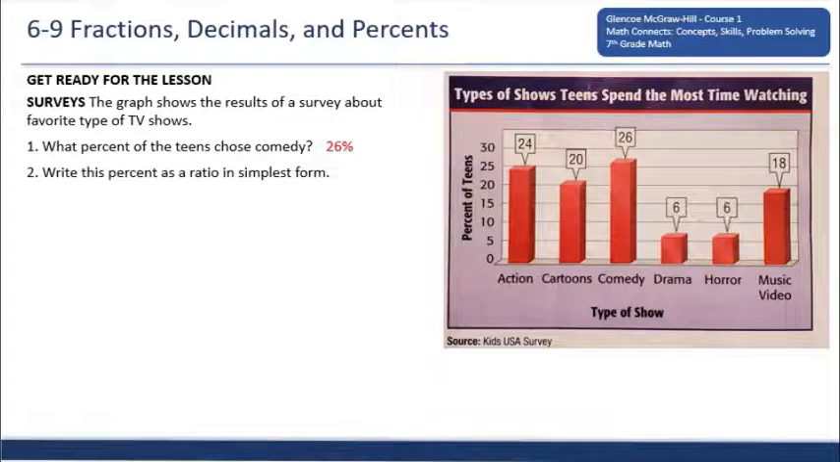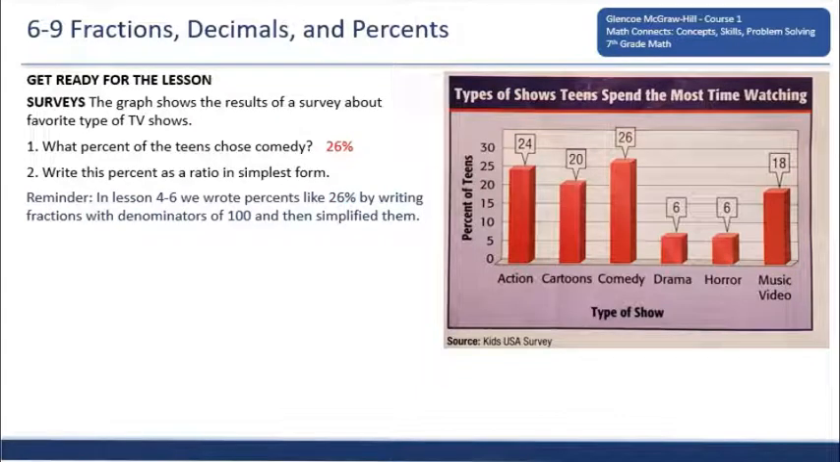Number 2, write this percent as a ratio in simplest form. And a reminder, way back in lesson 4-6, we wrote percents like 26% by writing fractions with denominators of 100, and then we simplified them. So we have 26%, and we're going to write that as a fraction of 26 over 100. So there's 26 out of 100 enjoy comedy shows. Now we need to simplify that. If we divide by the common factor of 2, we get 13/50ths, and we can't simplify that anymore. Another way to write that is 13 to 50.